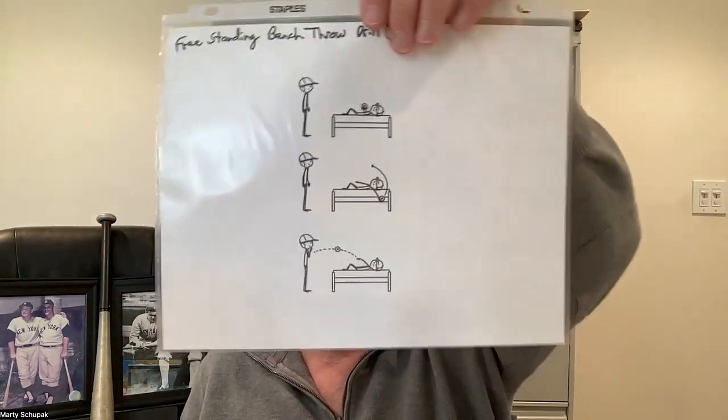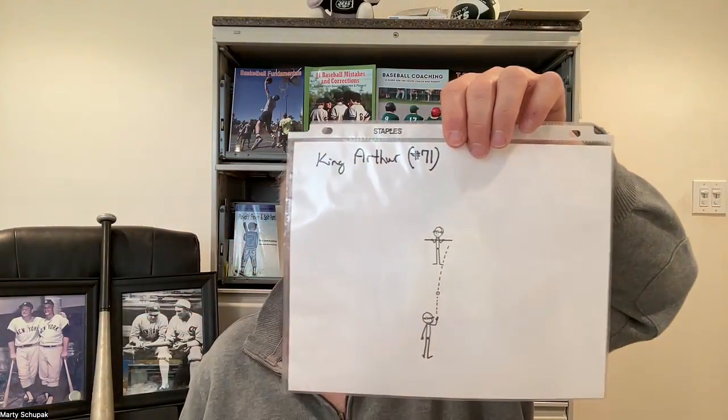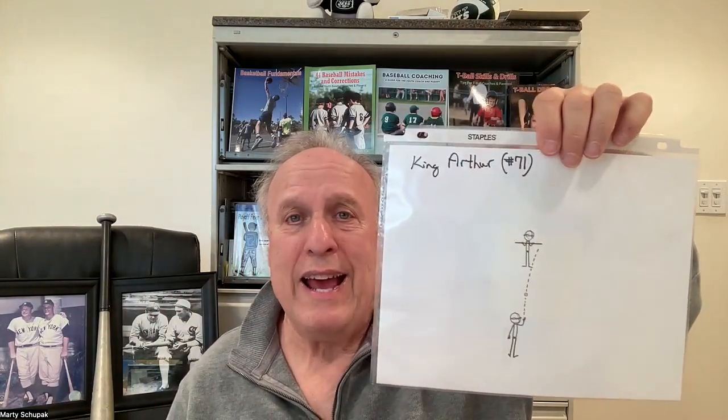Use soft cover balls. The other station is the freestanding bench throwing drill. We want to get T-ball players to bring their arms all the way back. And the next drill is King Arthur, which, by the way, is a great at-home drill. Okay, so those are 3 drills.